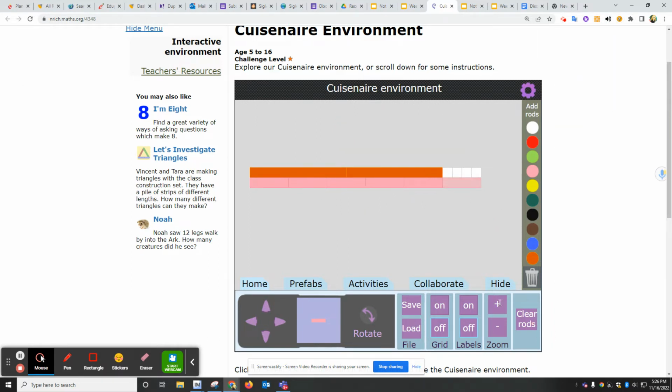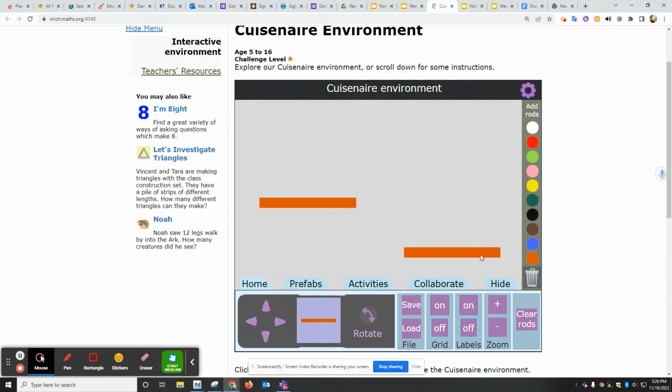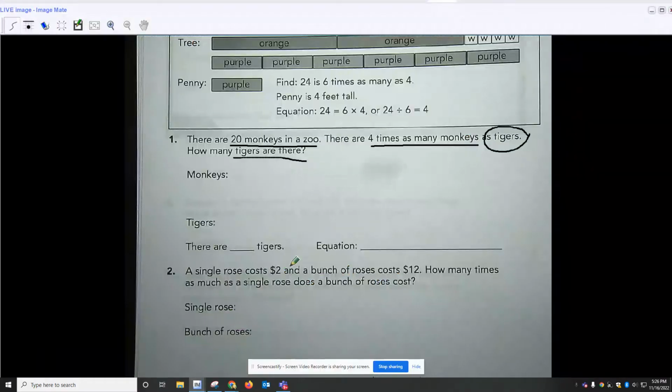Close that. Clear my rods. And it said 20, so that's 10, 20. I have 2 orange rods that I need to draw, which is 20. So I go back to my packet and I draw 1 20, 1 10, and 2 10s. This makes 20.